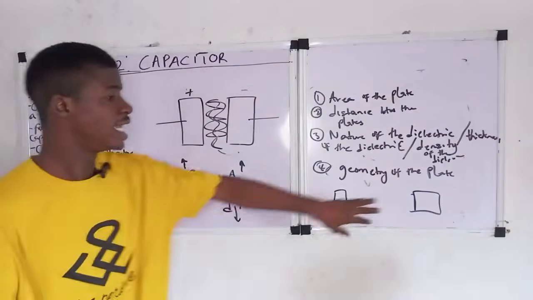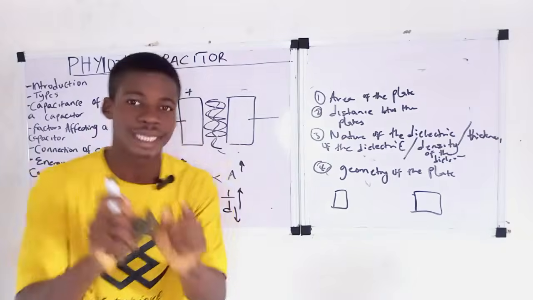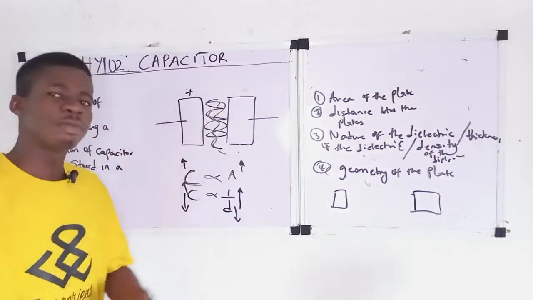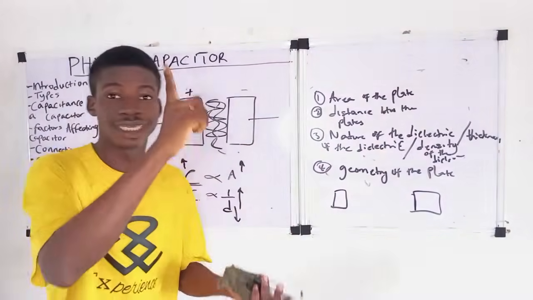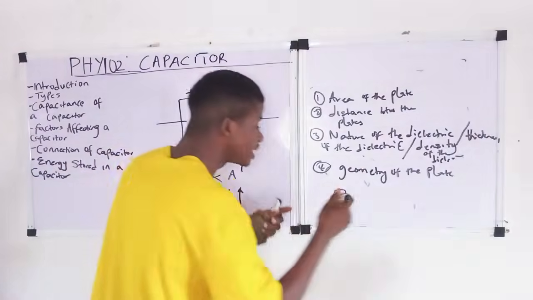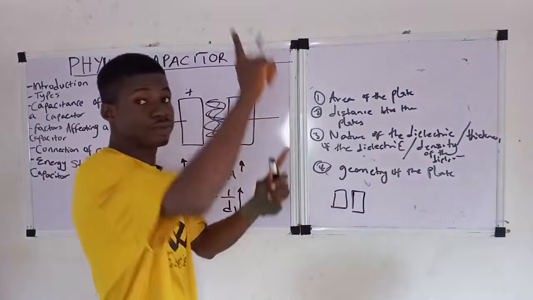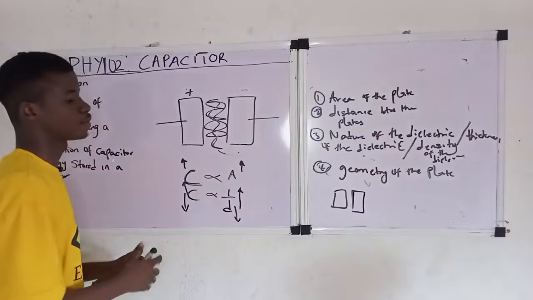So that tells you that if the distance between the two plates is large, the capacitance will go down, right? It will decrease. But if the distance between the two plates is small, the capacitance will increase. So what does that tell you? It tells us that if the distance between two plates is very close, the capacitance will be high, right? Yes. So that's just it, okay?